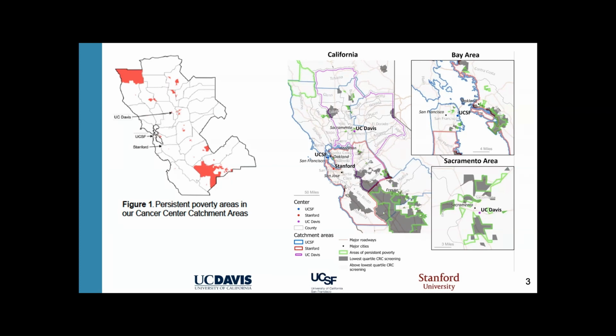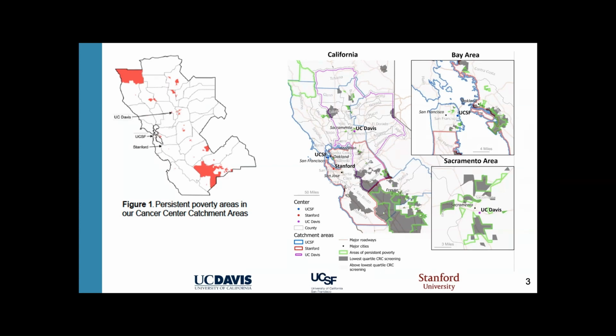So an important part of this center, in addition to focusing on upstream factors, is really focusing on those factors and how they're impacting cancer in persistent poverty communities. To give you a sense of that, we do have a list available listing those communities for the state. But we have a particular focus in this center on a number of the communities living in persistent poverty that are in the catchment areas of UC Davis, UCSF, and Stanford.